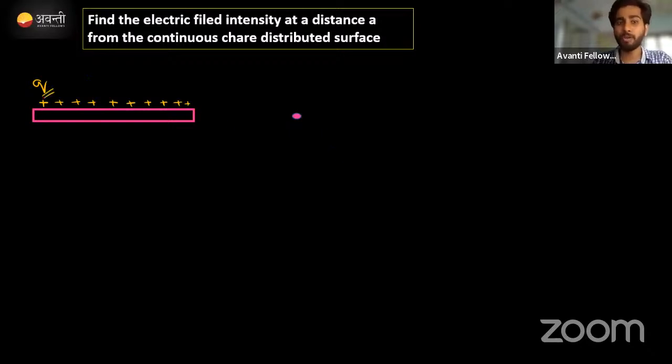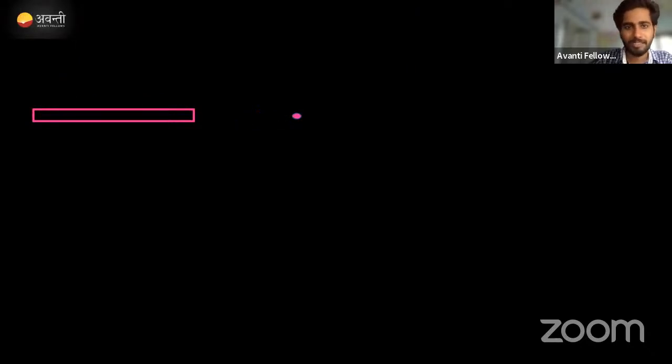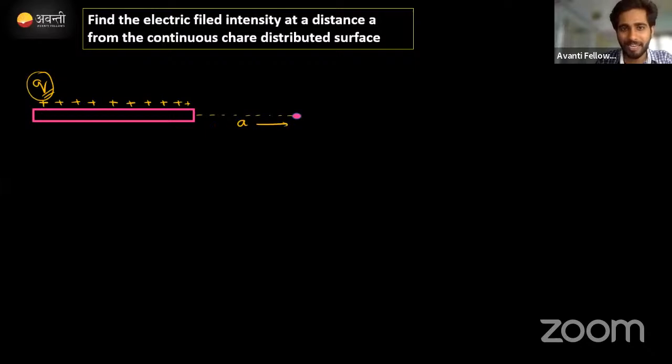We need to find out, due to this total charge, along the line joining the point at a distance A, which is not mentioned here, there is a point. On this point, suppose this is also a test charge Q0. On this point charge, how much force is acting? Force or electric field? We need to calculate the value of the electric field intensity here. How to calculate this? Suppose the length of the rod is also given as L. L is the total length of the rod.